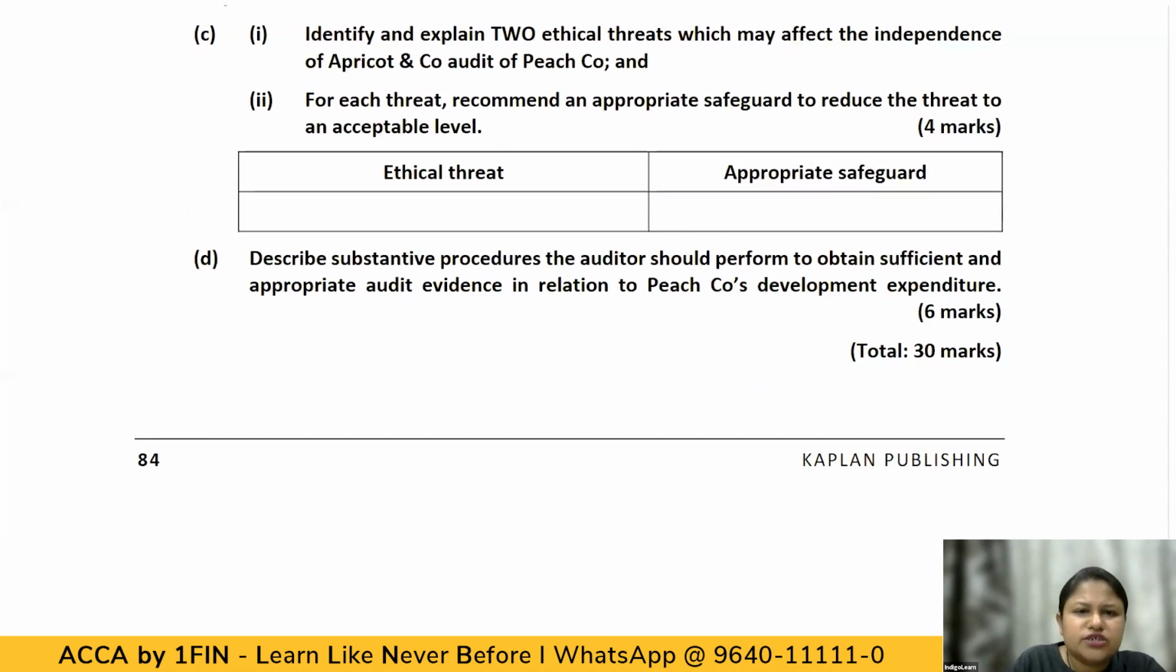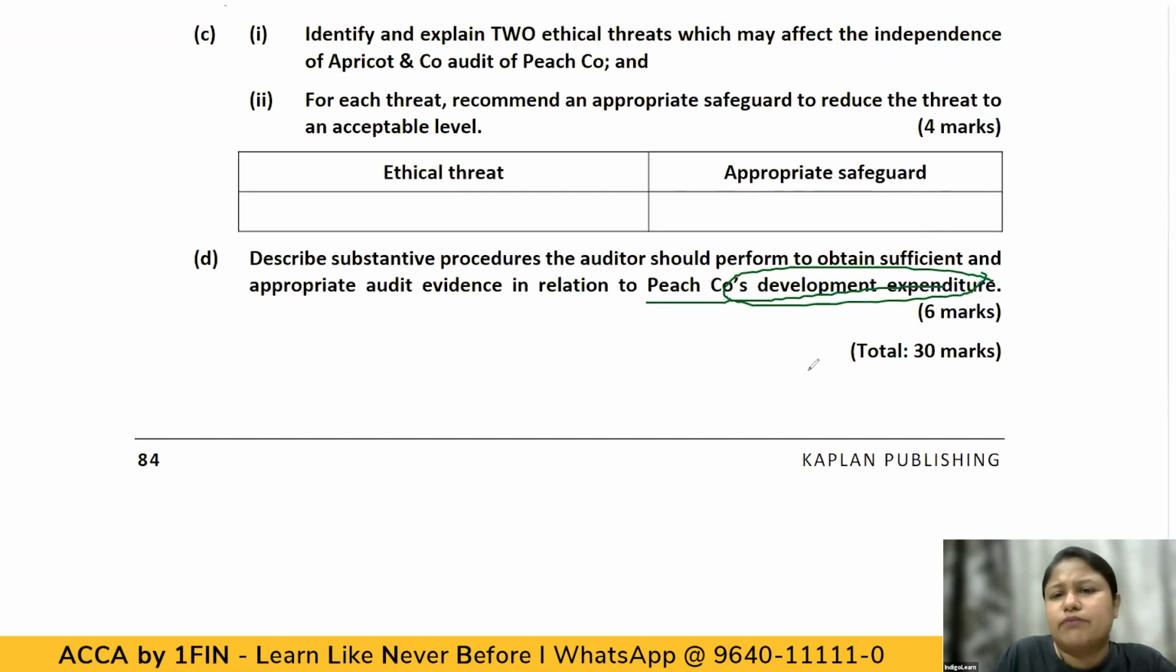One more question has been added. Describe substantive procedures the auditor should perform to obtain sufficient and appropriate audit evidence in relation to each company's development expenditure. So for development expenditure, if you want to obtain evidence, you'll first ask for the breakup of the expense, take all the inventory and machinery expense, break it up and check how much is for labor, that is wages and all, how much is the purchase cost, and see whether staff cost is actually involved for the purpose of installation. If that is the case, that also has to go into the development. Okay. It should be capitalized.